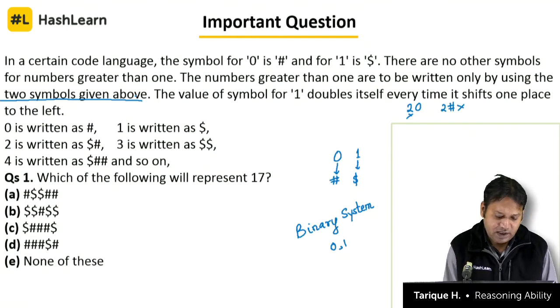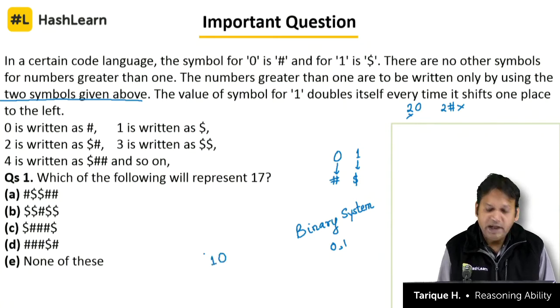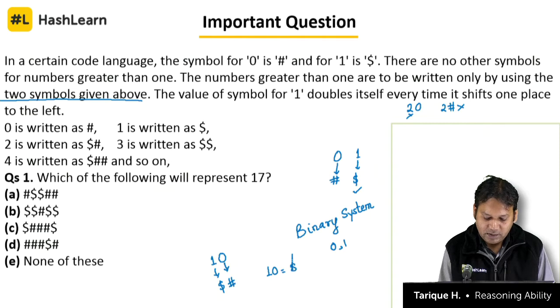So let's say I want to write 10. Can I write 10 as 1, which we know is dollar, so write down dollar, and 0 we write down hash. So can we say that in this number system 10 is equal to dollar and hash?